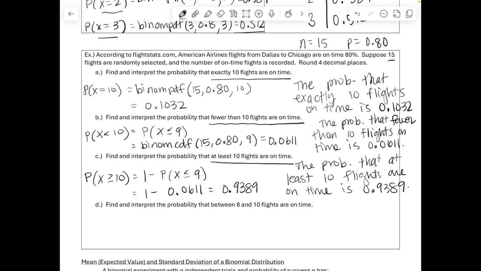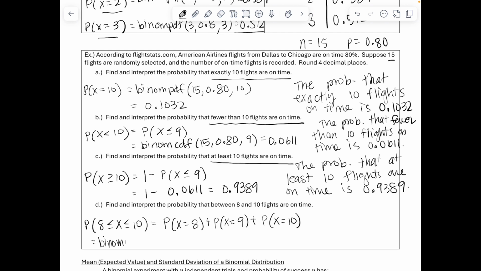Part D, the last part that we have here, says find and interpret the probability that between 8 and 10 flights are on time. And so this is going to be the probability that x is between 8 and 10. And so this means 8 flights are on time, or 9 flights are on time, or 10 flights are on time. So we can find this by calculating each of these. So the probability that x is equal to 8 plus the probability that x is equal to 9 plus the probability that x is equal to 10. You could also do this using binomCDF, but a lot of students find it easier to use binomPDF in these cases with between. And so we would have to add these all up and do this 3 times.